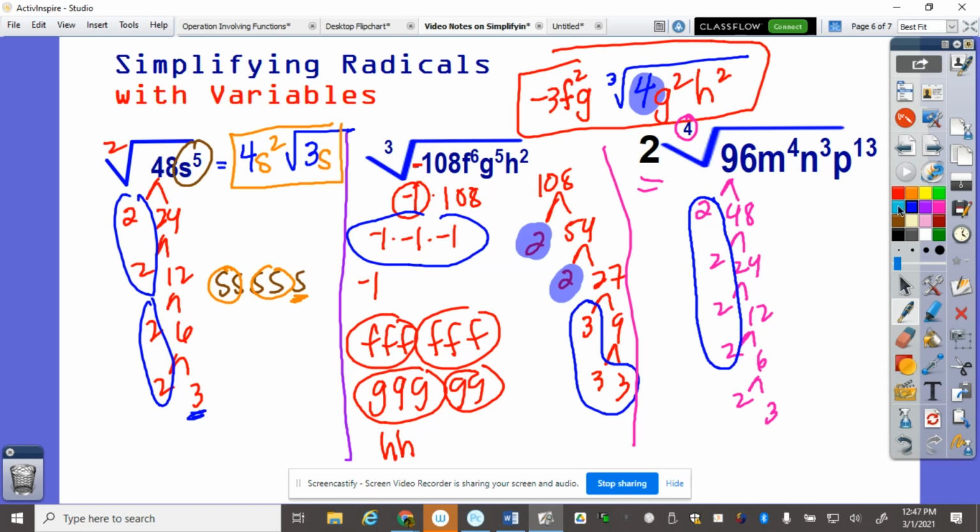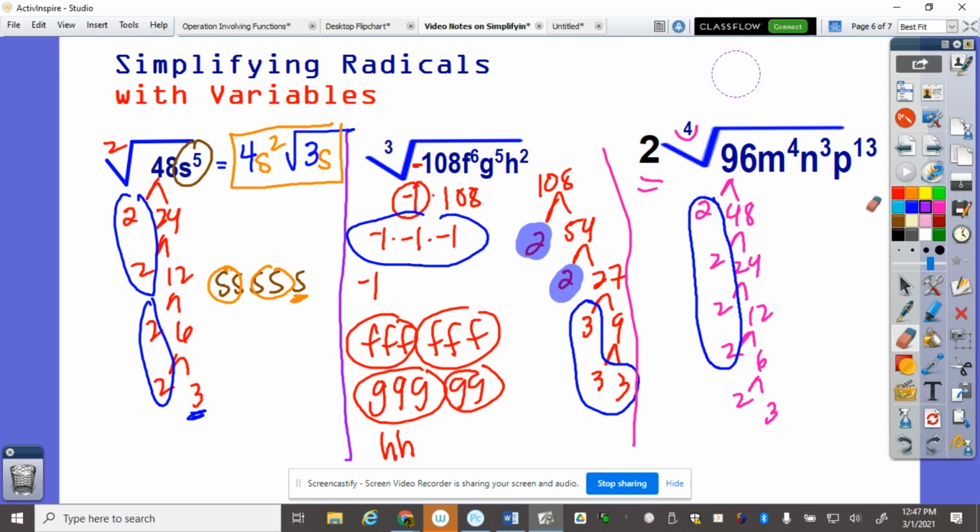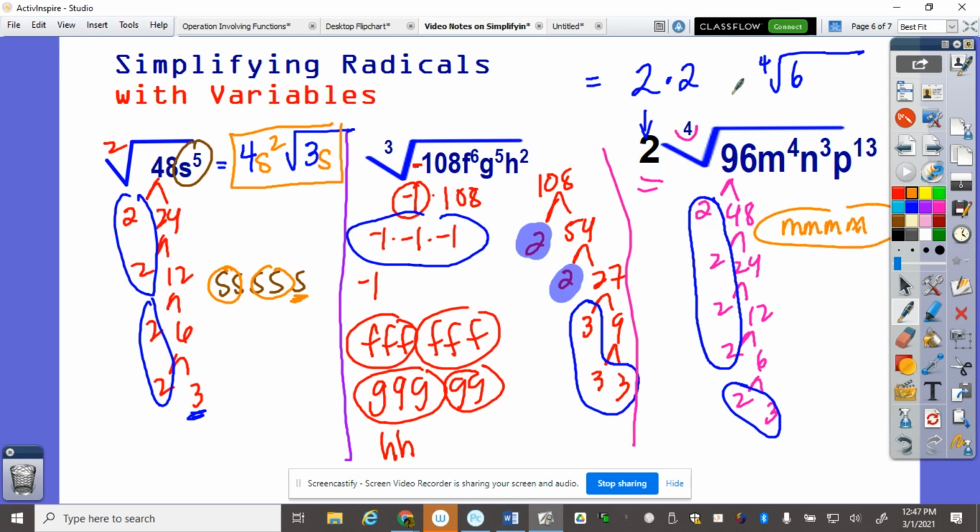That will give us, let me erase this portion here so I can write my answer. So my answer here will have a 2 outside because of this group of 2s, times the 2 outside already. And then this 2 and 3 will be multiplied and they will just remain inside. And then how many m's do we have? 1, 2, 3, 4. So remember the index is 4, so that's already one group. So I'll put an m there.